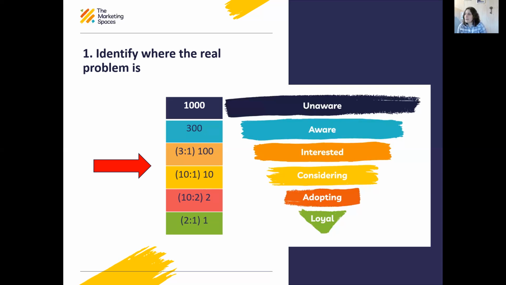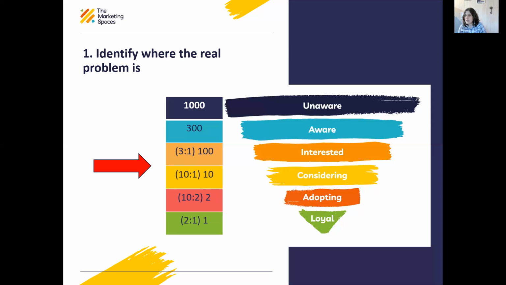So I'm looking at all of these ratios and I'm thinking, right, well, 300 people become aware that I exist. And out of those, 100 are interested. That's not too bad, 3 to 1. Okay, yeah, I can live with that for the moment. This is quite high. 100 people could be bothered to find out more, but only 10 of them actually then started considering whether I was worth it.